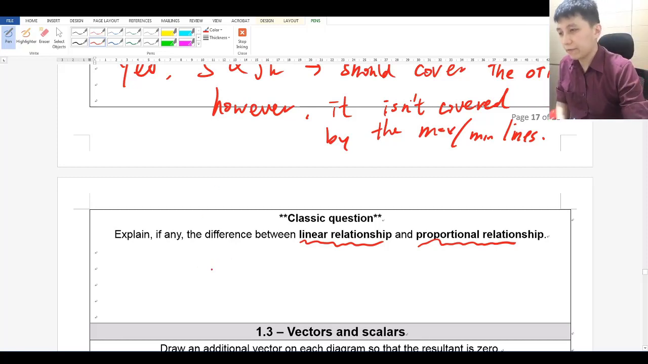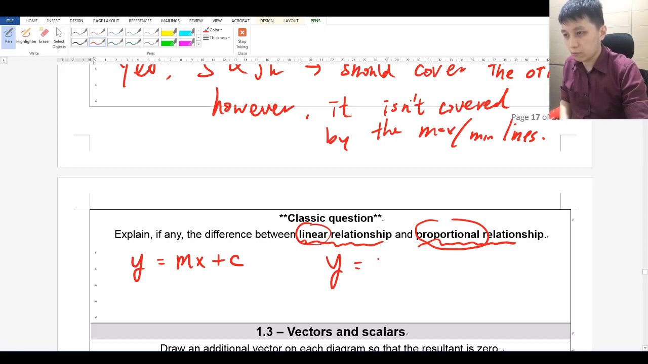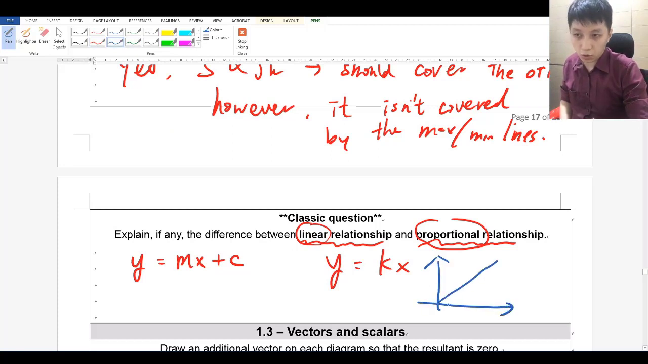The answer can be explained very easily by mathematics. A linear equation is y equal to mx plus c, while a proportional relationship, when we talk about proportional, usually is referring to directly proportional, although I know there is something called inversely proportional, etc. But usually when you talk about that, it's referring to directly proportional. So that will be y equal to kx. There's nothing attached at the back. So that's why when you are talking about proportional, it should pass through the origin.